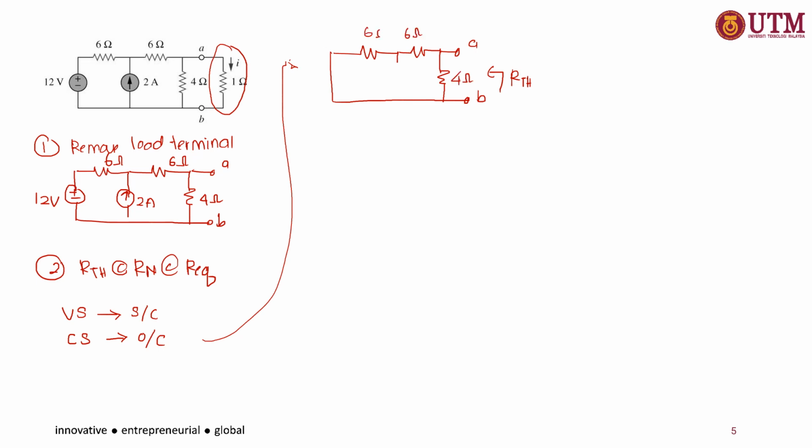So from here, we can see that your RTH is equal to 4 ohm parallel with this 6 and 6 in series. Okay, so you simplify this, you will get your RTH is equal to 3 ohm. And then for the third step, we want to find the VTH. So in order to find the VTH in this circuit in step 1, we need to find the VTH at this open circuit terminal A and B.